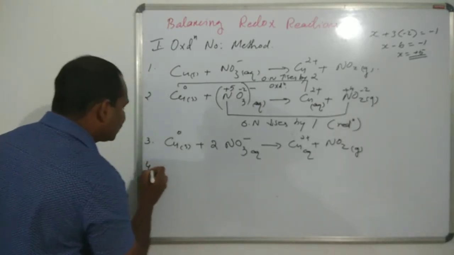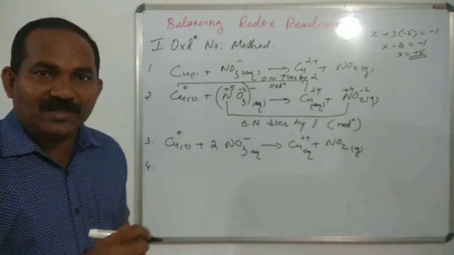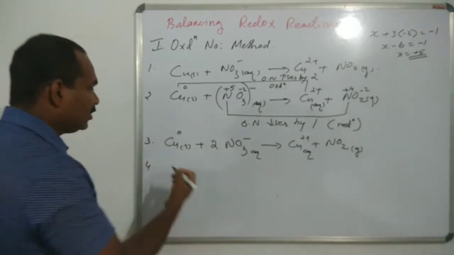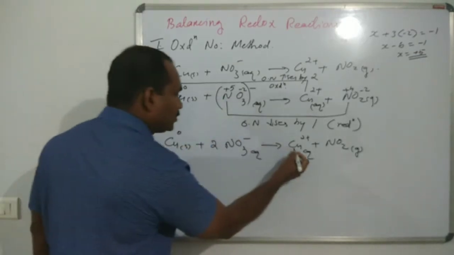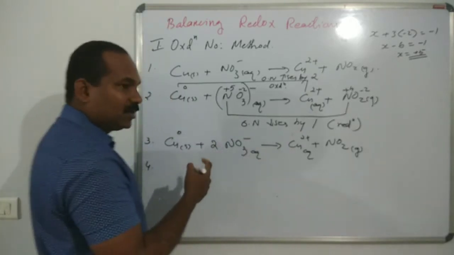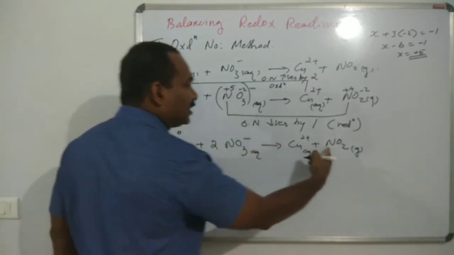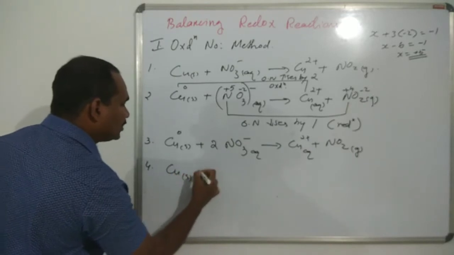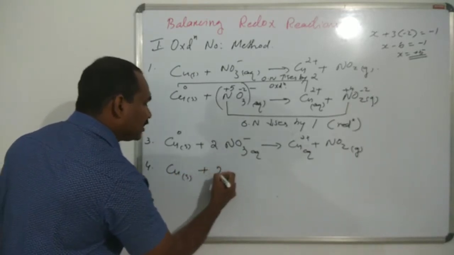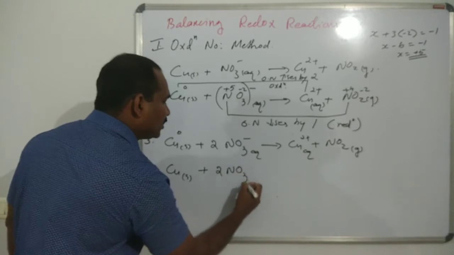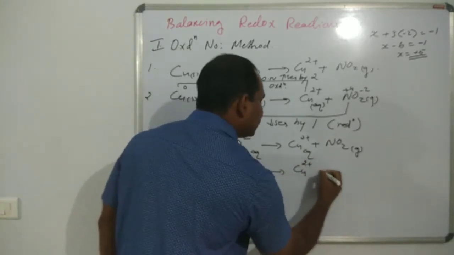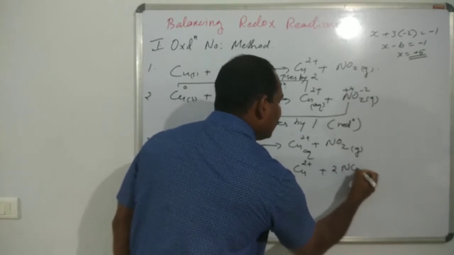Then the fourth step is balance the atoms other than oxygen and hydrogen. So here copper is balanced, 1 copper. Then 2 nitrogen, there is 1 nitrogen. So the fourth step is balance the atoms other than oxygen and hydrogen: Cu2 plus 2 NO2.